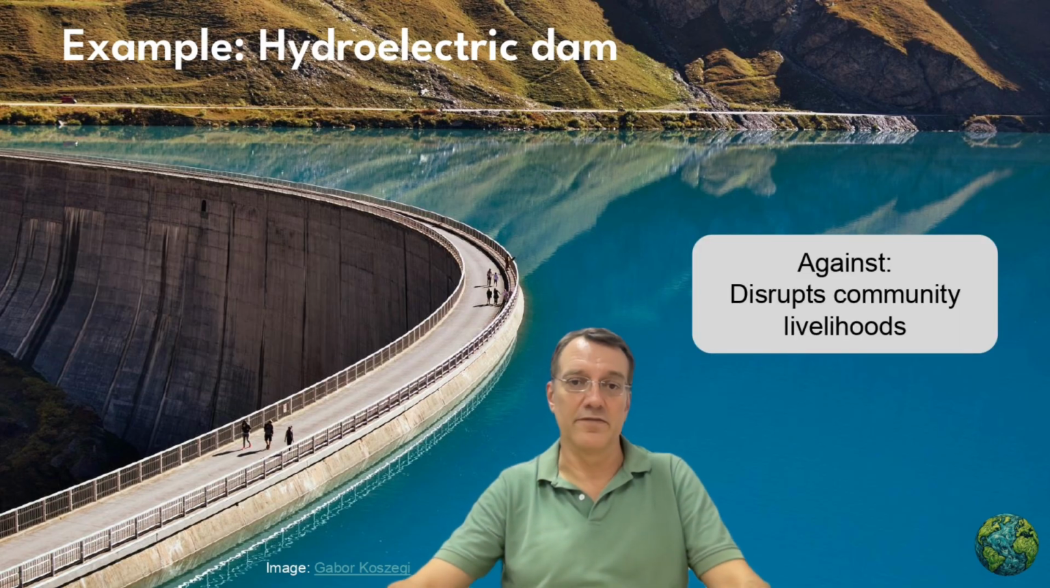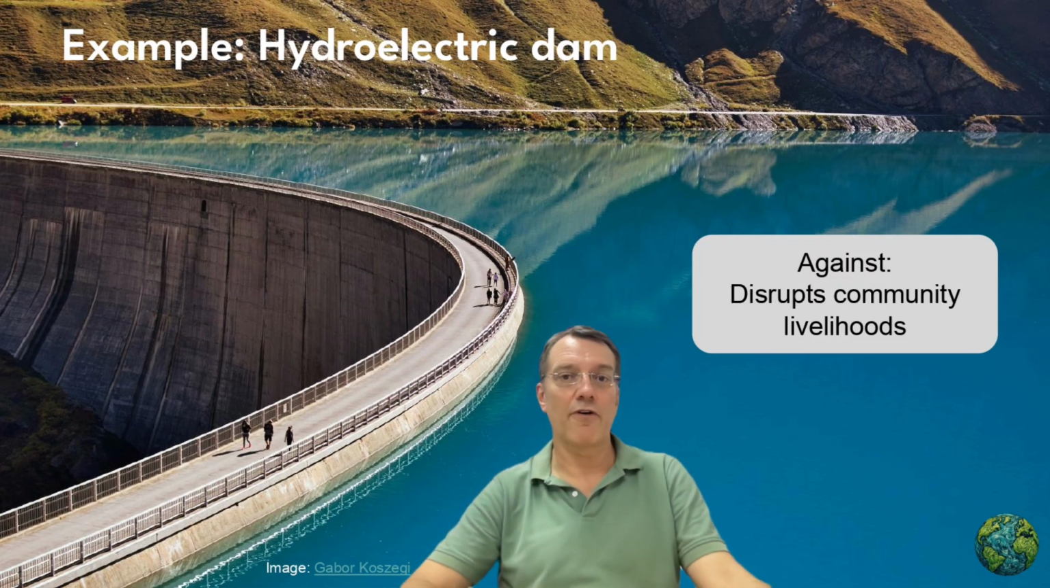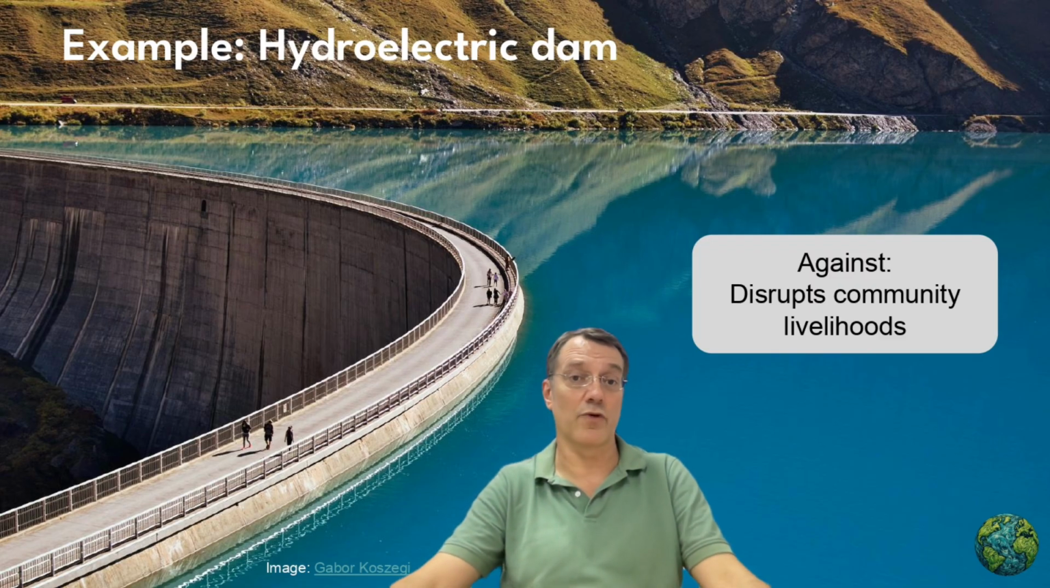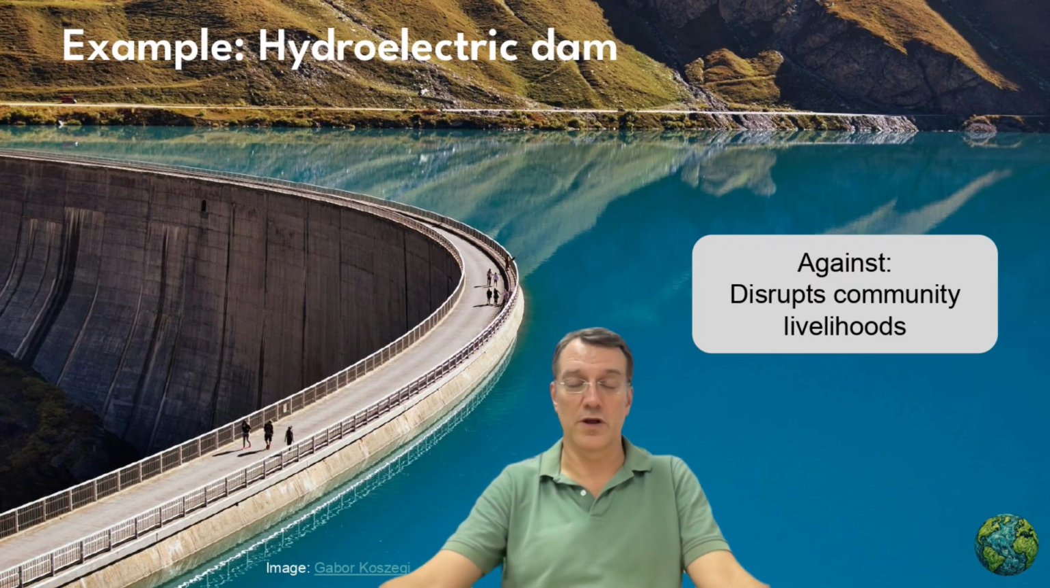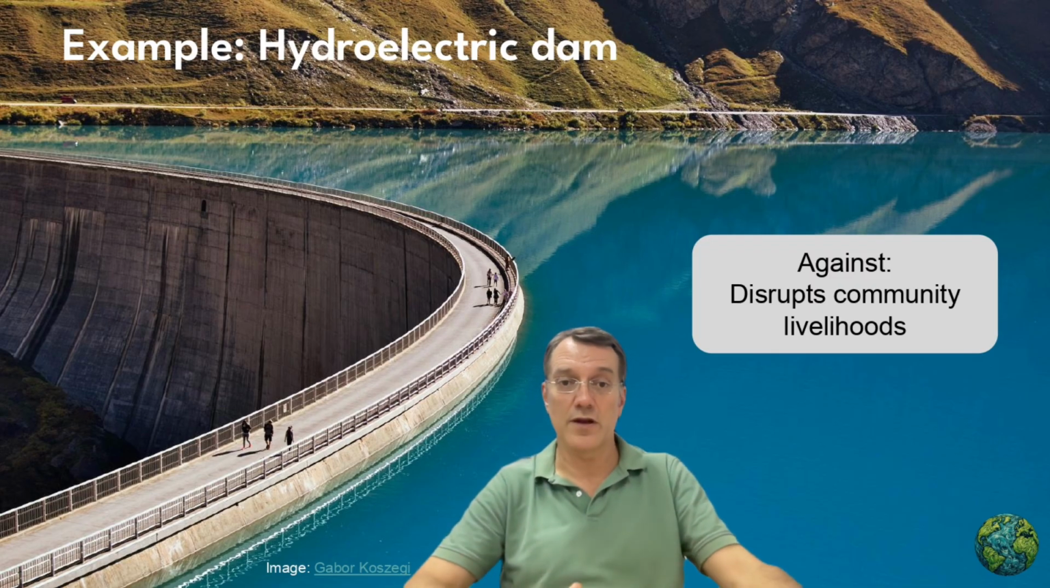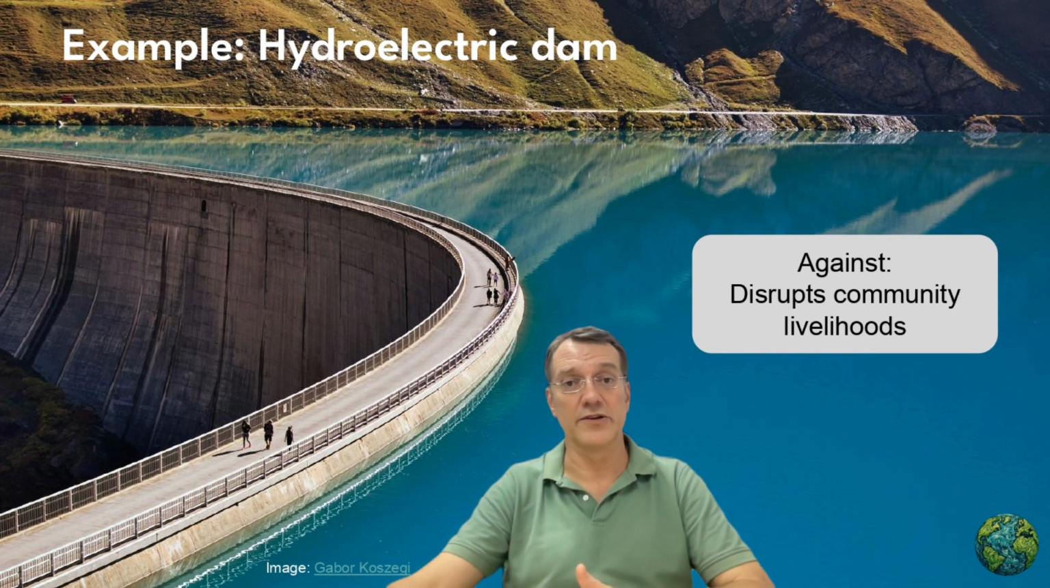But here's another perspective. Local communities whose livelihoods depend on the river might be against the dam. Why? Because it disrupts their way of life. Maybe they're fishers who depend on fish populations that migrate up and down the river. The dam blocks that fish migration and it destroys the fishing industry. Maybe they farm in areas that are going to be flooded by the reservoir that's behind the dam, and that means they're going to lose their agricultural land. The dam solves one problem, energy production without fossil fuels, but it creates another problem by disrupting those community livelihoods.